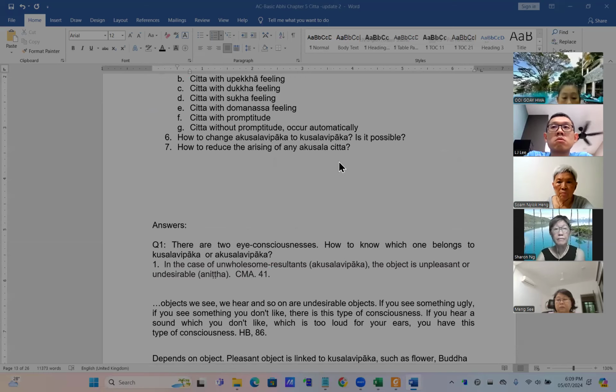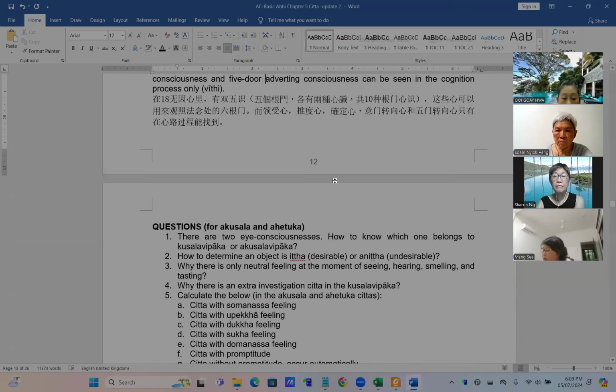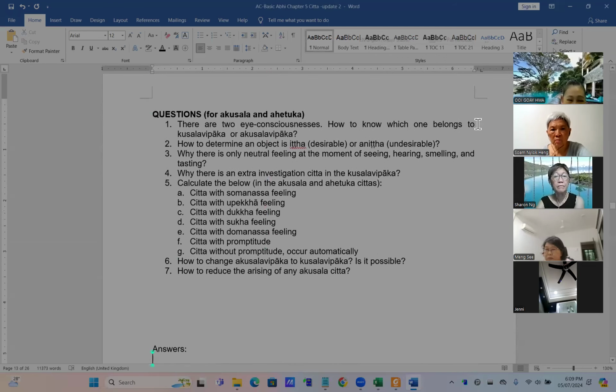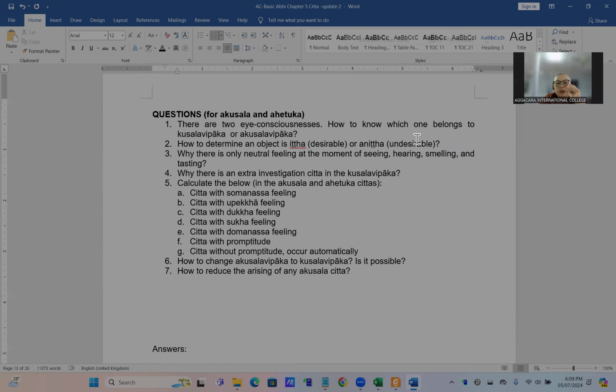Is it possible for an object to be pleasant to one person and unpleasant to another? There's something linked to the second question. So Sharon asked, could an object be pleasant or unpleasant? It is actually linked to the second question: how do you determine the object is pleasant or unpleasant, desirable or undesirable? So the question is actually, what do you think?